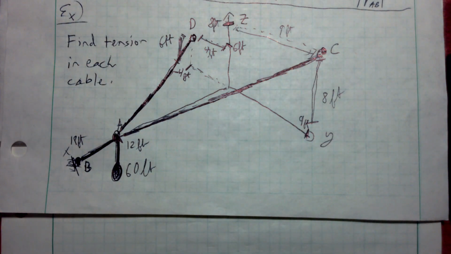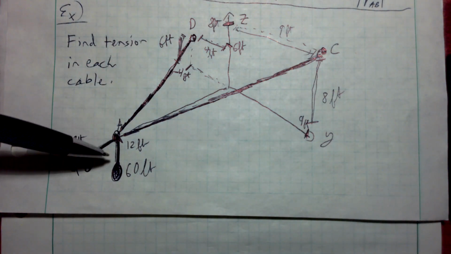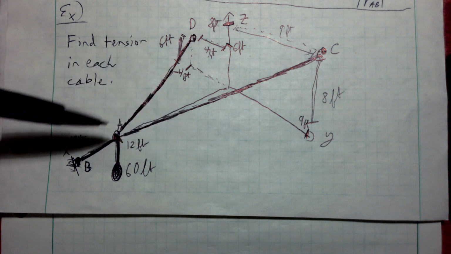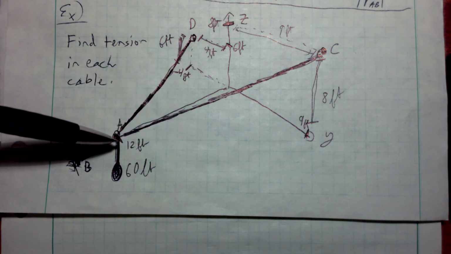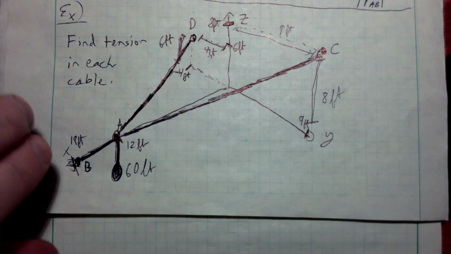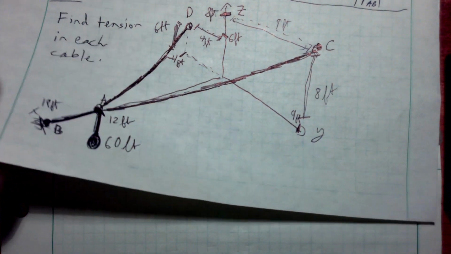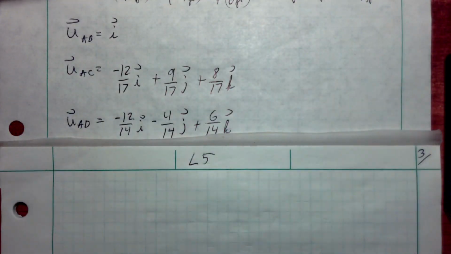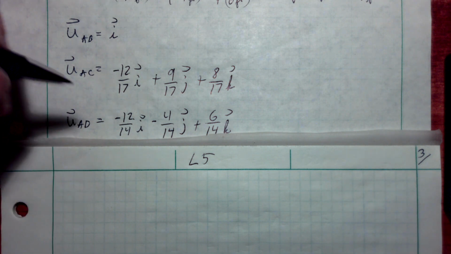So remember, we're continuing this problem. We're trying to find the tension in each of these three cables. Three cables connect at point A to support this 60-pound load. We're trying to find the tension in all three. To do that, I need to be able to describe the direction of those three cables, which we've now generated in the previous video. We generated unit vectors to describe their directions.